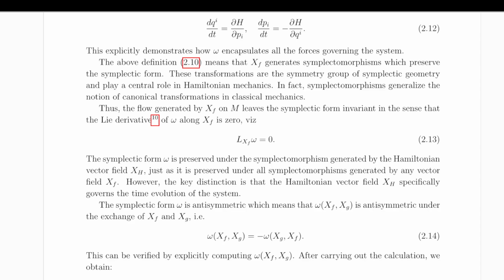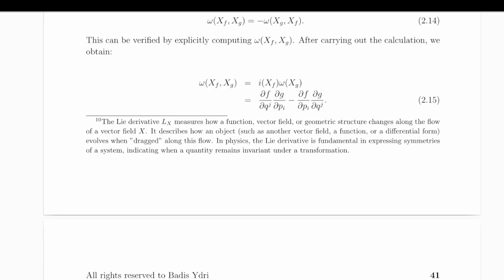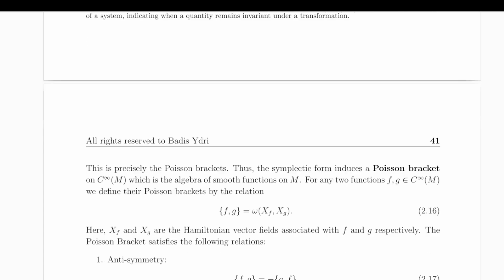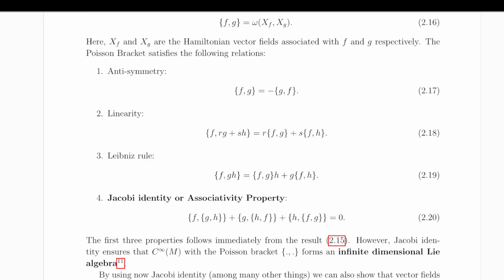The antisymmetry of omega naturally leads to the definition of the Poisson bracket. Given two functions f and g, their Poisson bracket, denoted by curly braces, is defined by evaluating omega on their Hamiltonian vector fields. The Poisson bracket satisfies antisymmetry, linearity, the Leibniz rule, and the Jacobi identity. Together, these properties make the space of observables into an infinite-dimensional Lie algebra.